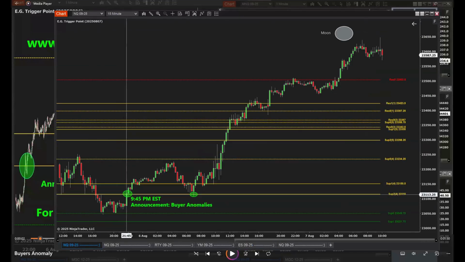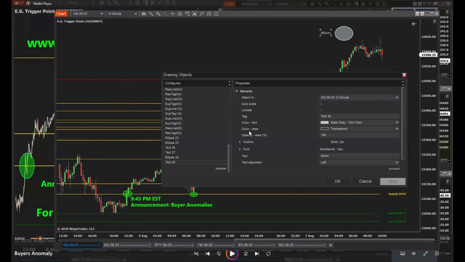Okay, so again, I saw the anomaly here at 9:45 p.m. Eastern time. I took a long trade here and another long trade here, and Nasdaq went to the moon. This is the moon. This is the moon, guys.